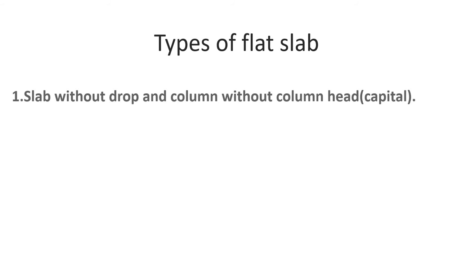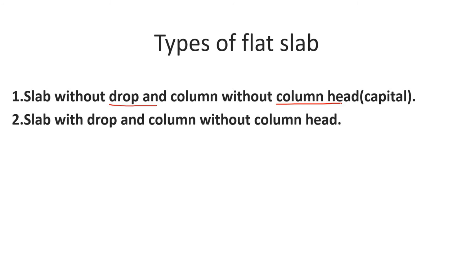Now we'll talk about the types of flat slab, because now you know what a drop panel and a column head are. The first type is the slab without drop and column without column head. That means it is a simple flat slab. There is no beam, only the columns, without any drop and without any column head. It is directly a flat slab, so you can also call it a direct flat slab.